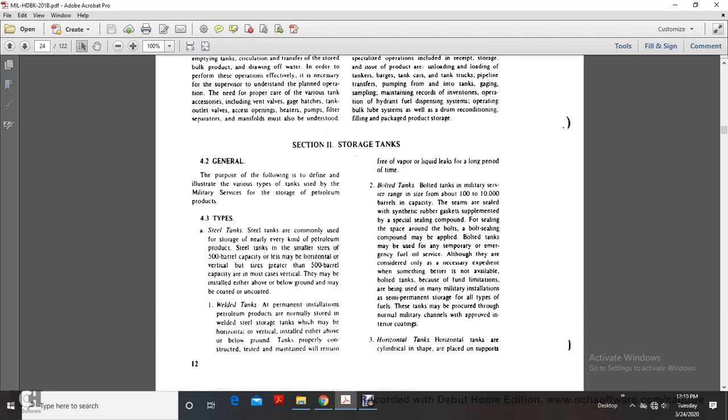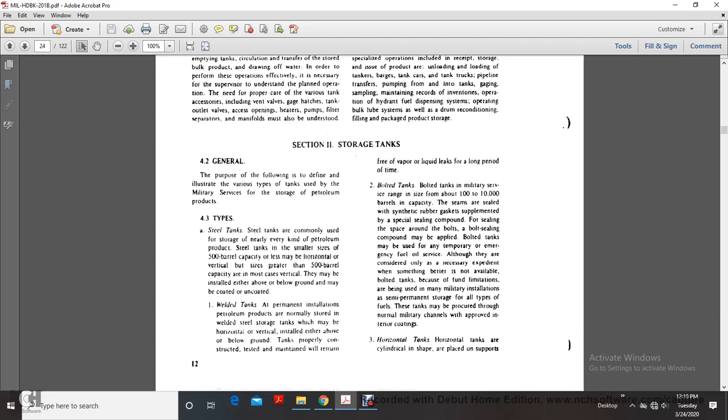They may be installed either below ground or may be coated with a well-coated finish. The tanks are permanent installations. Petroleum product is normally stored in the well as a storage tank, which may be horizontal or vertically installed, either above or below ground, but on the ground, with the tank properly constructed, tested, and maintained to remain free of vapor and liquid leaks for at least a long period of time.